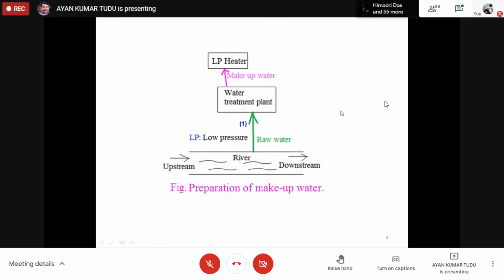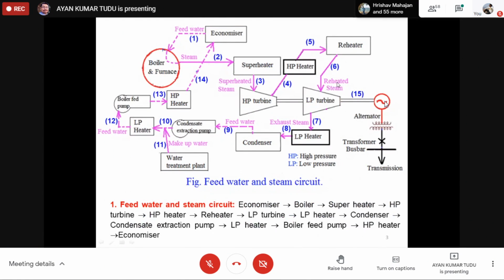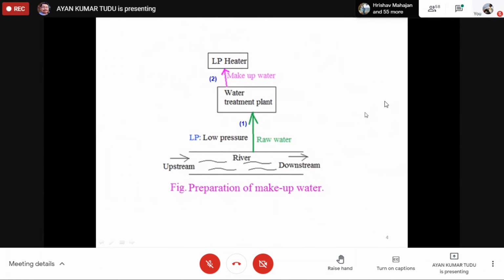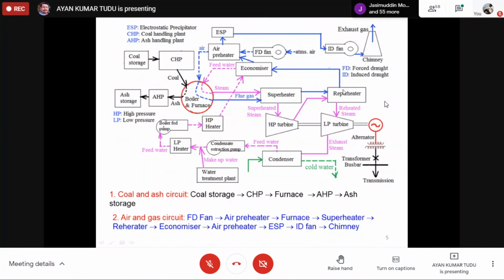Okay, where is it? This one, the reheater. Okay, so this is our reheater.